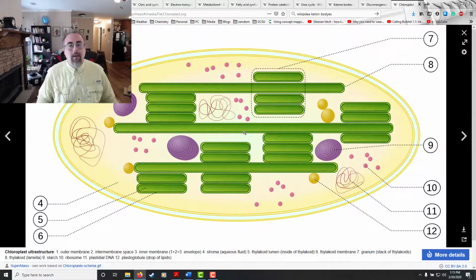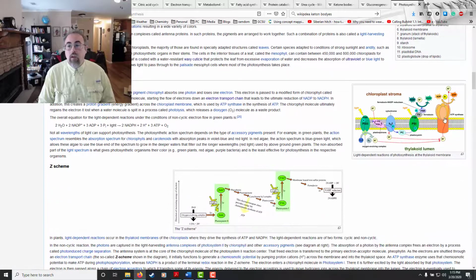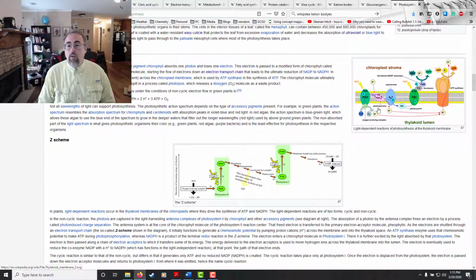Well, let's look at these guys. Just kind of a point of reference. Photosynthesis is going to be taking place in the chloroplast. Chloroplast has thylakoid membranes. These are structurally a similar idea to a mitochondria, but obviously completely different.